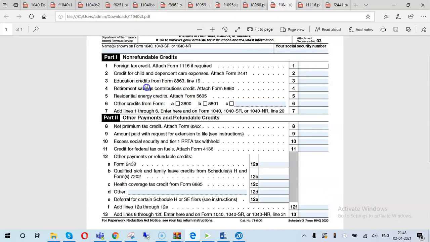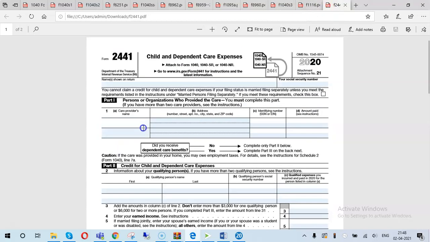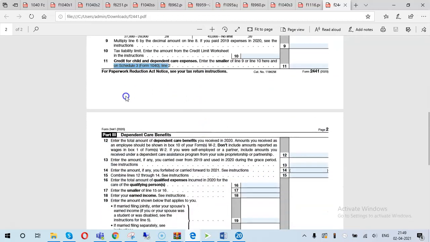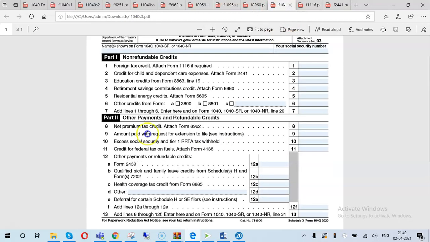Now, credit for child and dependent care expenses, Form 2441. If the assignee incurs any expenses for child care or dependent care, this will come in line number 11, credit for child and dependent care expenses, and flow to Schedule 3, line 2. So the amount of line number 11 should come to Schedule 3, line number 2.